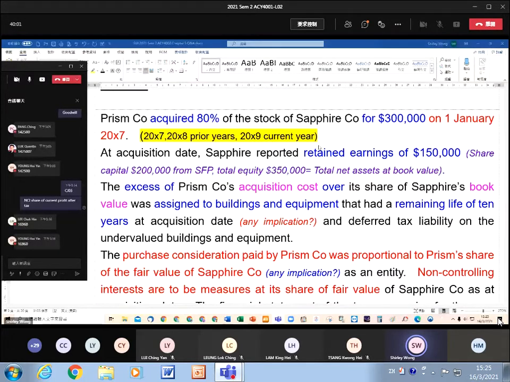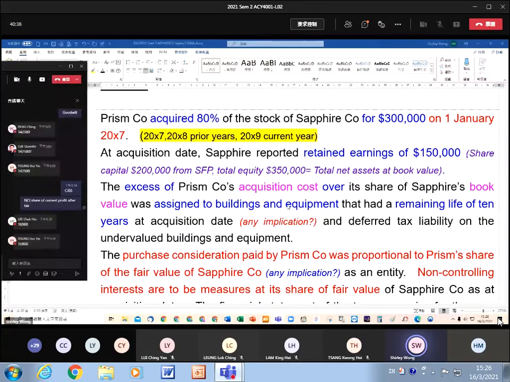When you find out these 2 figures, you find that there is a difference between them. Remember, this 350,000 is the whole amount, while the holding company only purchased 80%. Therefore, this 300,000 is based on 80%, and when you make a comparison, you also need to base the 350,000 on 80%. So 315,000 is 80%, and you compare it with 300,000 and calculate the difference. The difference represents the amount assigned to buildings and equipment.